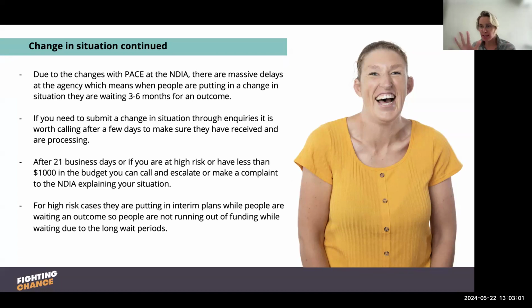But what they see as high risk is obviously if there's a dangerous situation, or if the budget's under $1,000 and people are waiting on an outcome. They'll keep you on the list for having a reassessment. So you'll still have a meeting to reassess your plan, but they'll give you an interim plan. So it'll be a 12-month plan, but you'll remain on the list for having it reassessed. So it should only be a few months, 3 to 6 at max, that you're waiting, but you have funding to use in that time.